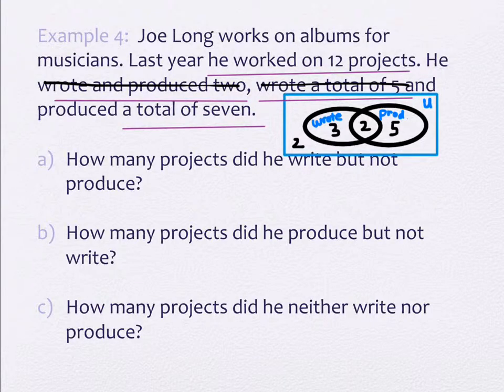All right, so the first question says, how many projects did he write but not produce? 3, that's correct. Very good. That's my outer circle, the circle that says wrote. How many projects did he produce but not write? That's the outer part of the produced circle, 5. And how many projects did he neither write nor produce? That one is the outside of all the circles, but inside my rectangle too. Sound good? Okay, we've got one more.